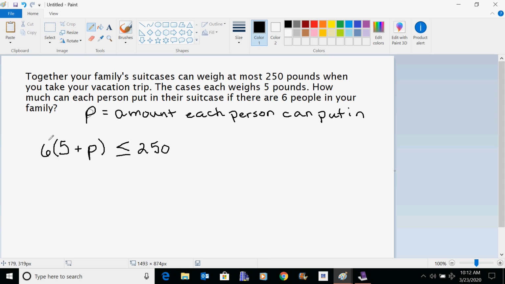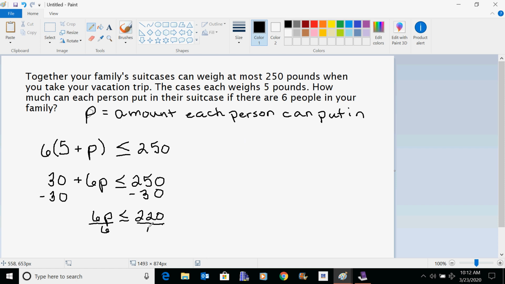Okay, so when you solve this, we need to distribute. 6 times 5 is 30, and 6 times P is 6P. Has to be less than or equal to the 250 pounds. We're going to take away 30 from both sides. So 6P has to be less than or equal to 220 pounds. I need to do a little bit of dividing because I need to finish it off by dividing by 6.